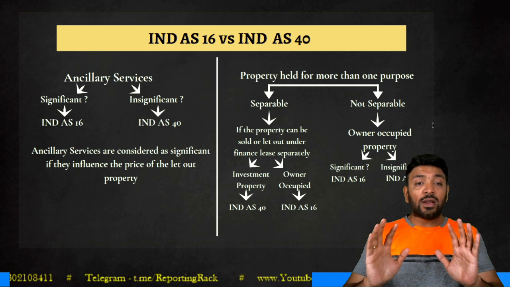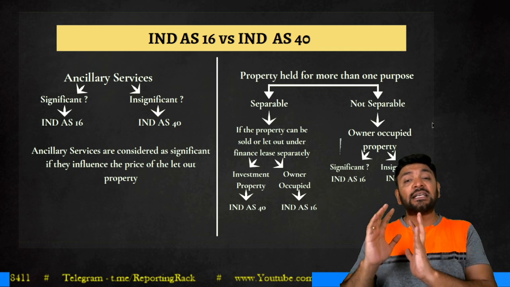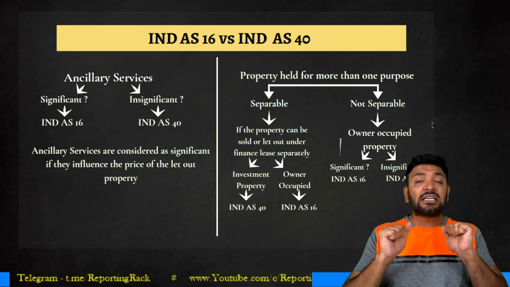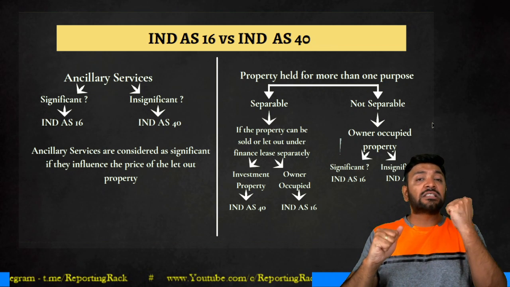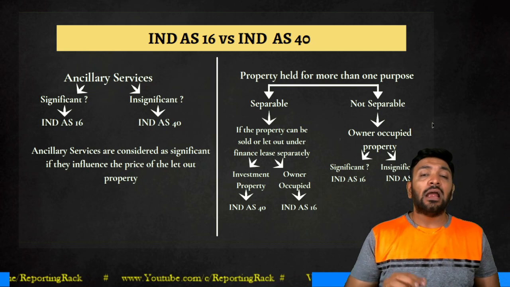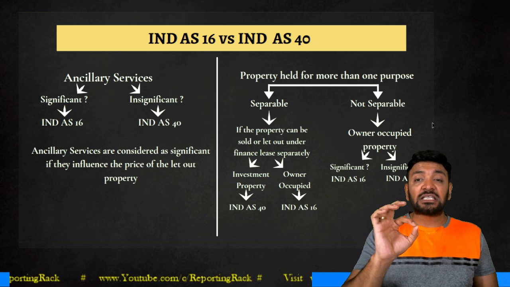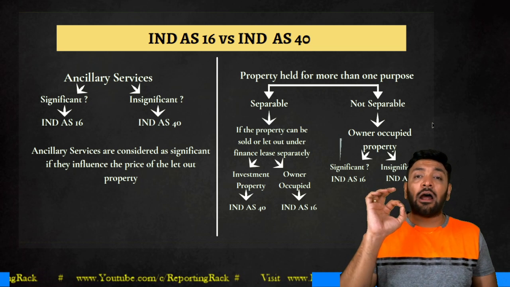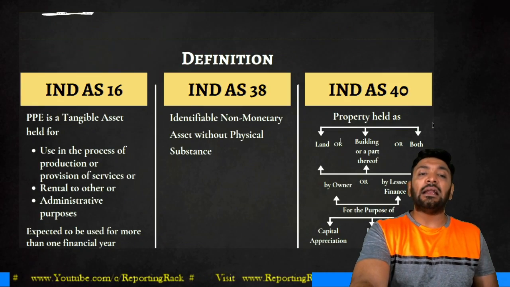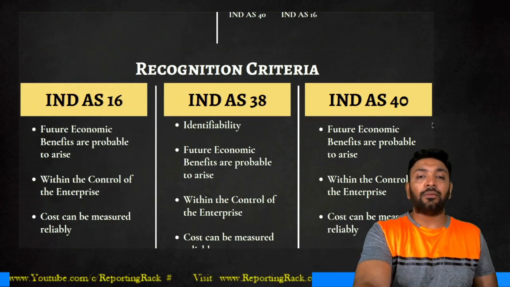These are the two situations where auxiliary services and properties held for more than one purpose have a distinction or a diverse classification between Ind AS 16 and Ind AS 40. And that will bring us to the end of the discussion on recognition of Ind AS 16, Ind AS 38 and Ind AS 40.